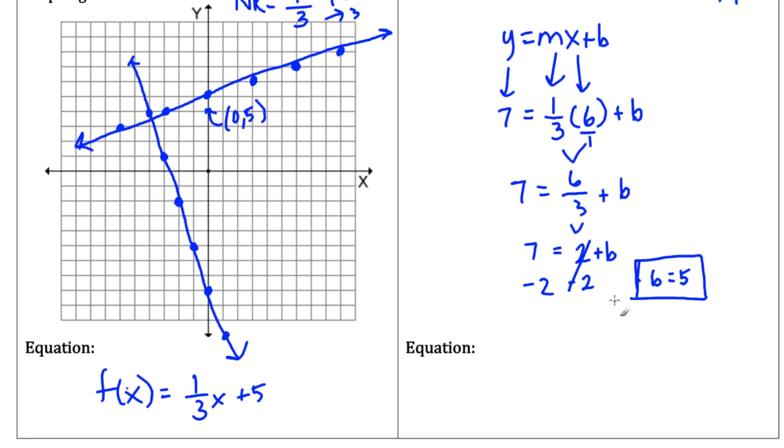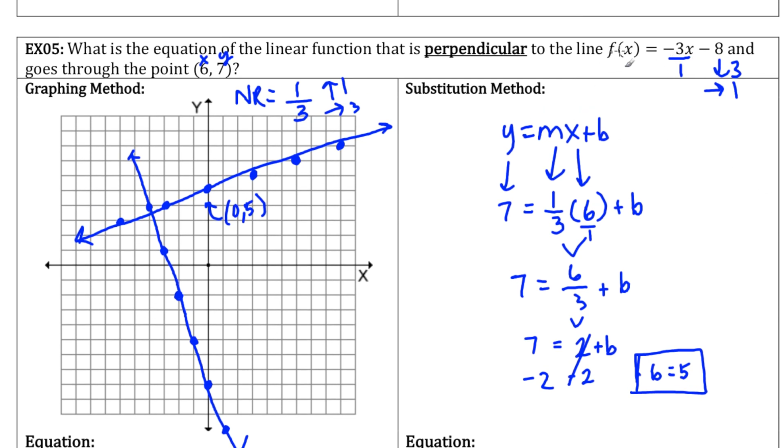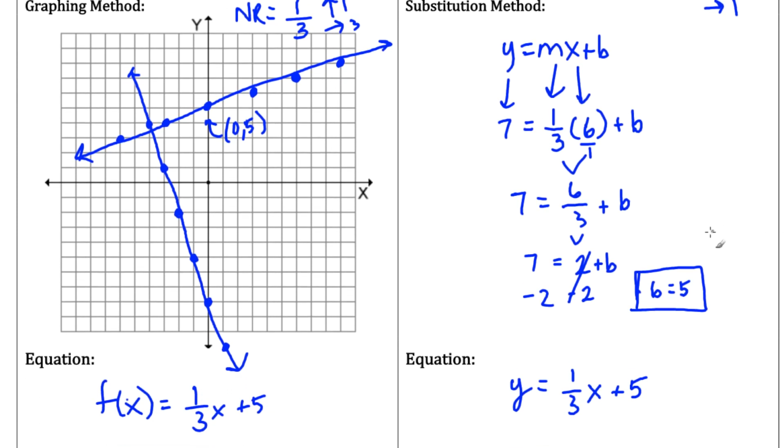Let's check out my equation according to this. 1 over 3 is my slope because that would be perpendicular, negative reciprocal. And my b I found here was plus 5. And see how these match up? They should. So this is the line that is perpendicular to y equals -3x minus 8, and it goes through 6, 7. Thank you.